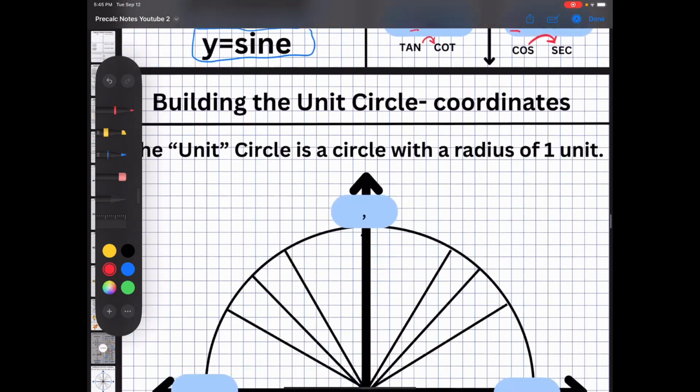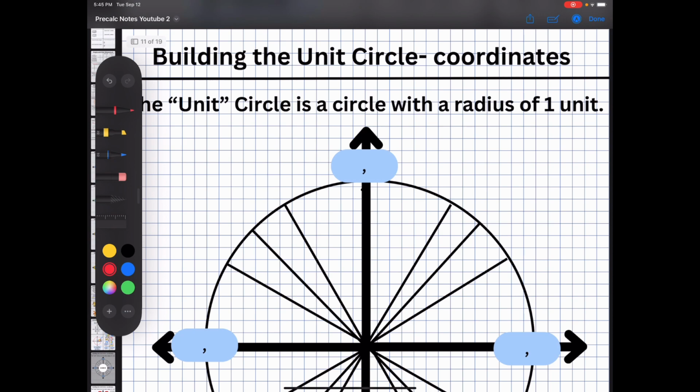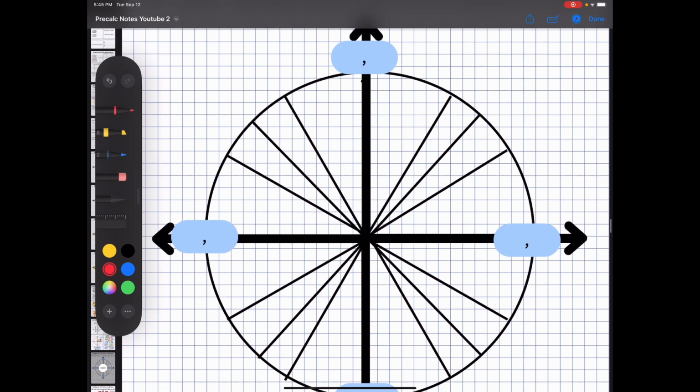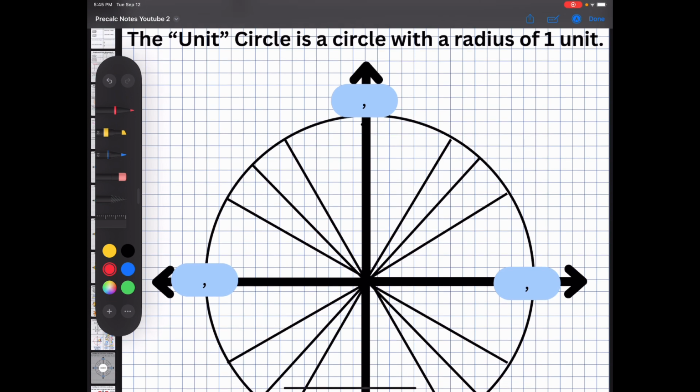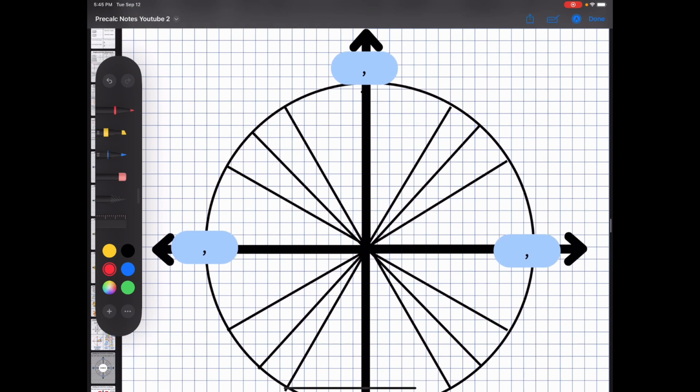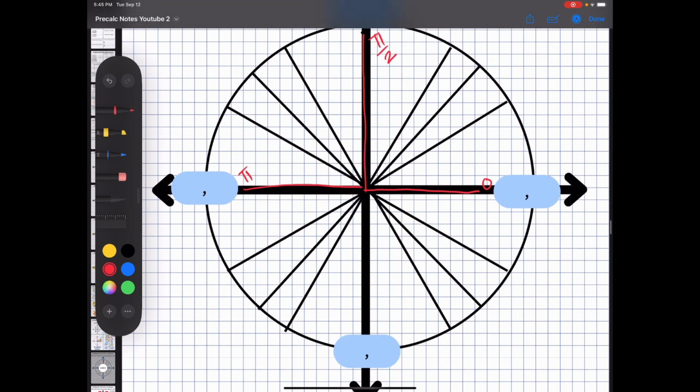Okay. Now, let's actually get into building the unit circle coordinates. So now that we have all of the angles on the unit circle, which we did in another video, we need to figure out what are the actual coordinates of each of these angles. So we're going to look at the quadrantal angles first. I'm going to look at 0, pi over 2, pi, 3 pi over 2, and we know that 2 pi is in the same place as 0.